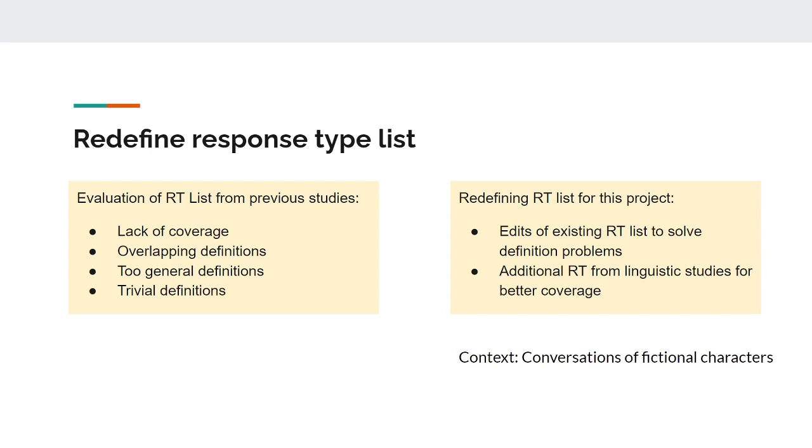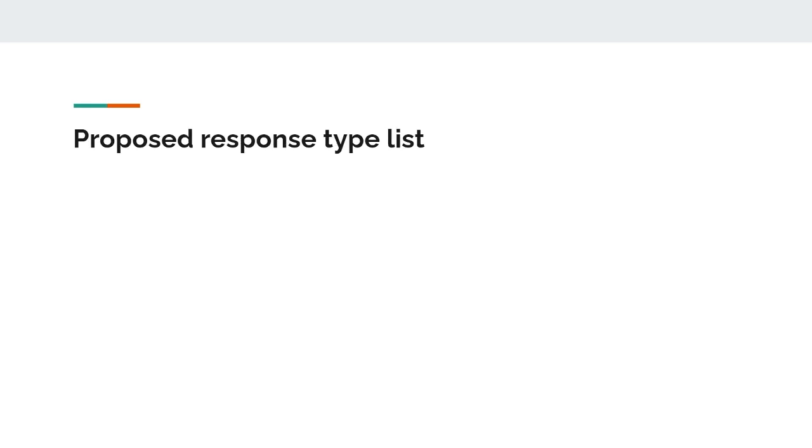Before this project, a number of studies have been carried out on RT, or referred to as intent in some studies. A few RT lists have been proposed. We performed an evaluation on them and discovered problems. We proposed our own RT list for this project. We edited existing definitions, and as this project intends to use dialogues from fictional work, we referenced linguistic studies on RTs that exist in common conversation and examined the text corpus of fictional dialogues in order to add additional RTs to our list for better coverage.